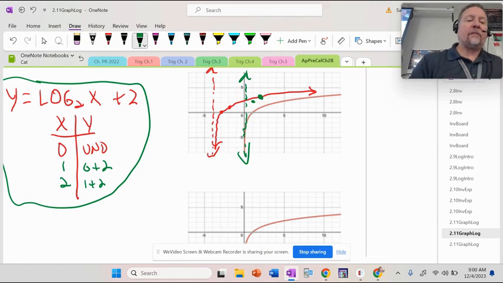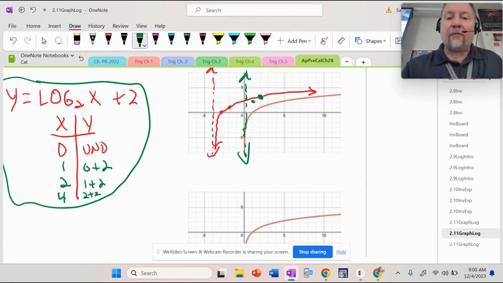One more I'll do is 4. Log base 2 of 4 is 2. 2 plus 2 is 4. So now I have 4 comma 4. 1, 2, 3, 4 comma 1, 2, 3, 4. All right, so the graph is shifted up, but this behavior is exactly the same. It does approach that asymptote like that.